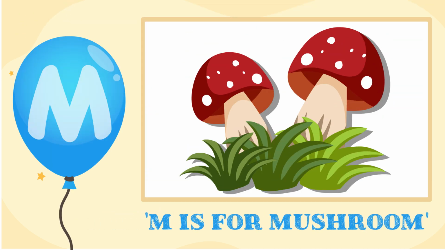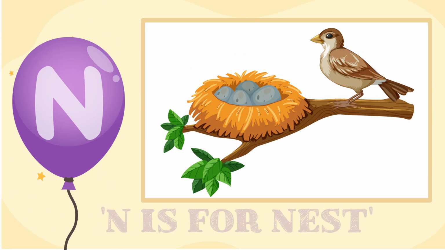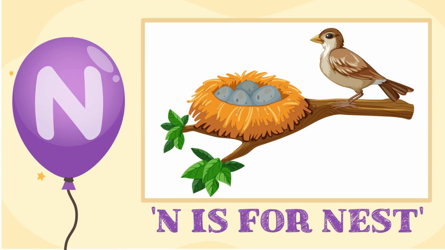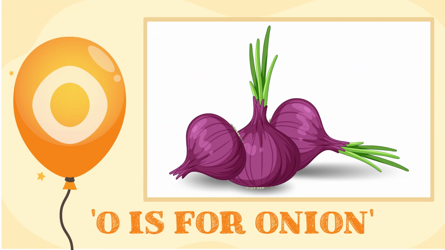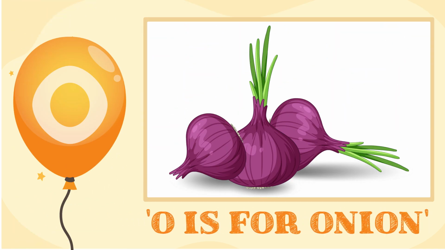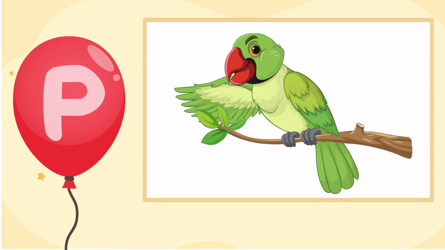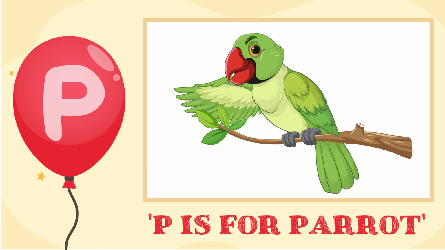Lion. M. M is for mushroom. Mushroom. N. N is for nest. Nest. O. O is for onion. Onion. P. P is for parrot.